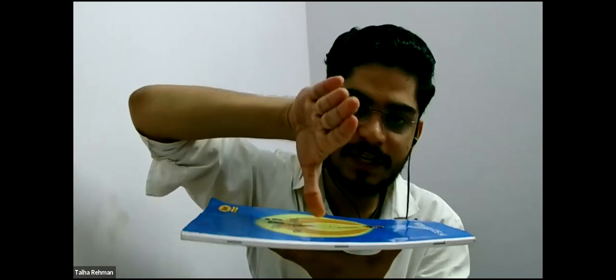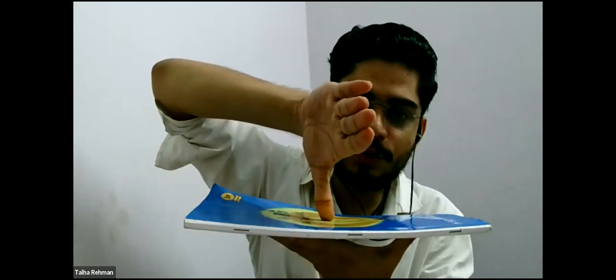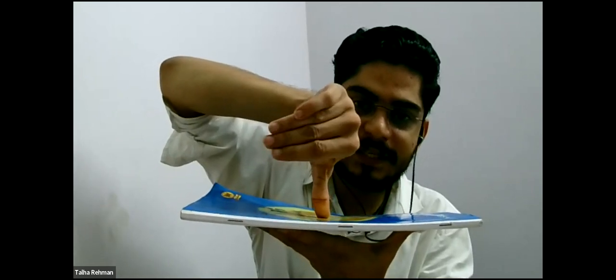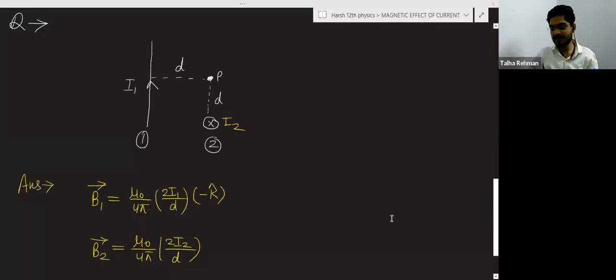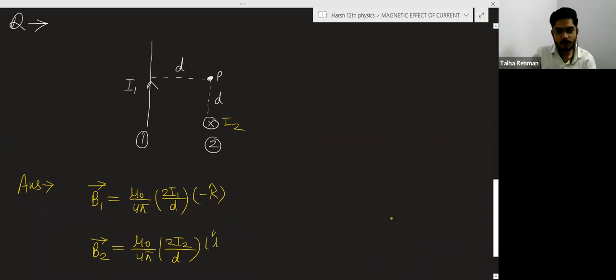So what you will do is point your thumb in this direction of the current, and point your fingers toward the point where you have to calculate the magnetic field. Then curl your fingers 90 degrees like this, and you get the direction in the positive x-axis. So it is i cap. So knowledge of plane and axis is needed.